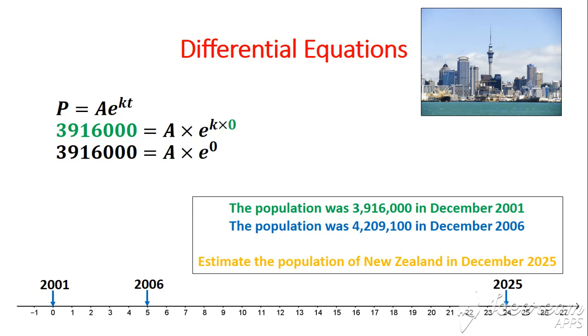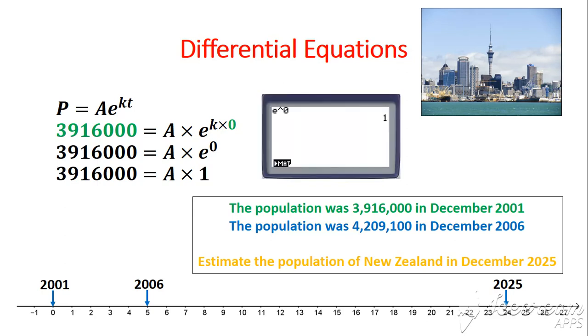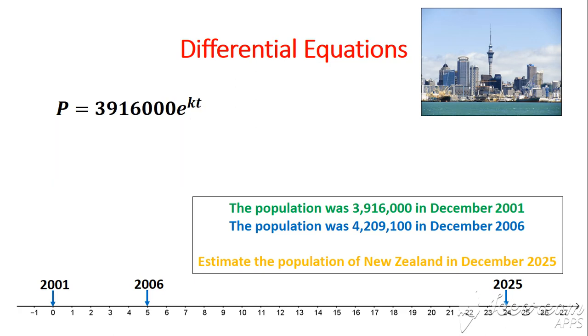Now we know k times 0 is 0 and e to the power of 0 is just 1. Any number to the power of 0 is 1. So we're going to end up with a is equal to 3,916,000. So we've figured out what a is for this information. Great, let's put a equal to 3,916,000 and let's move on and use the next bit of information to figure out k. So we're going to put 4,209,100 in for the population and we're going to put 5 in for t, because we're saying 2006 is the 5th year.